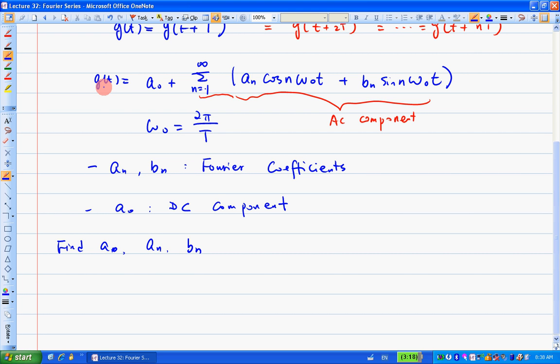Here is g of t equal to this, right? We're going to integrate both sides of this equation from 0 to T. Basically, integrate both sides over one period. Integrate this side over one period, and the other side the same thing. So now there are two terms. This is a naught dt from 0 to T, and the summation of everything here.